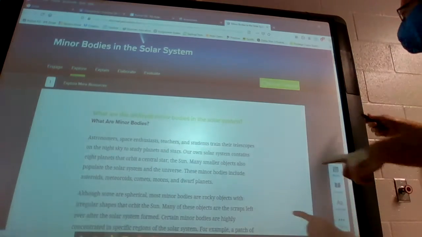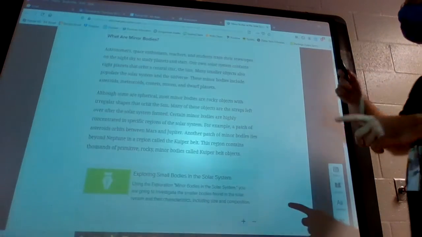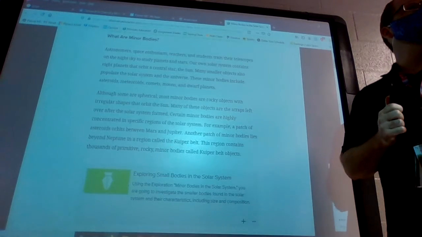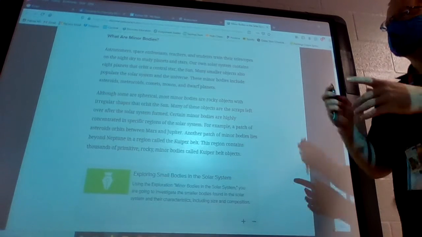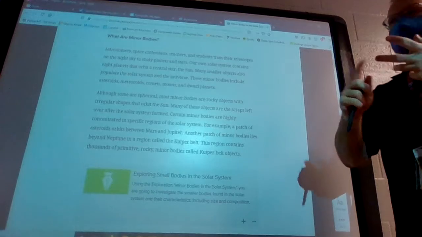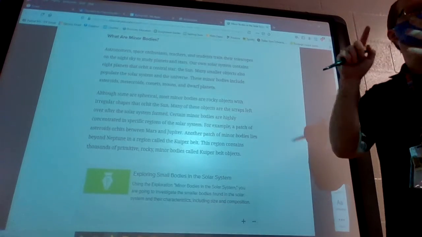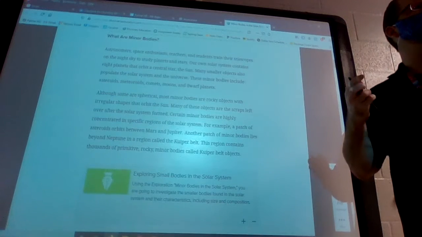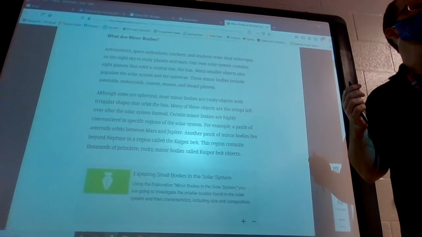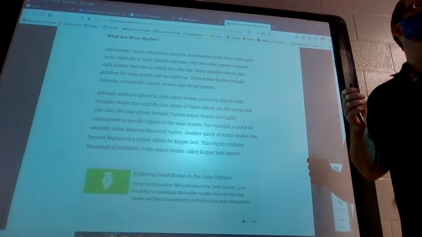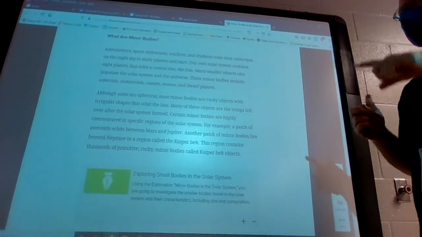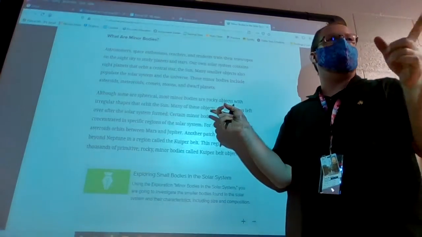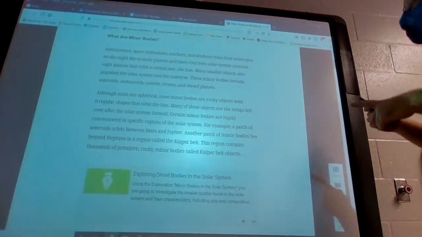So they talk about minor bodies. Basically, anything that's not a planet is considered a minor body. So we have asteroids, meteors, comets, dwarf planets, and other things like the asteroid belt, the Kuiper belt, that kind of stuff. So what is Pluto? Pluto is a dwarf planet. So it is technically a minor body. It's also a body in the Kuiper belt, and so we'll talk about that for a second.